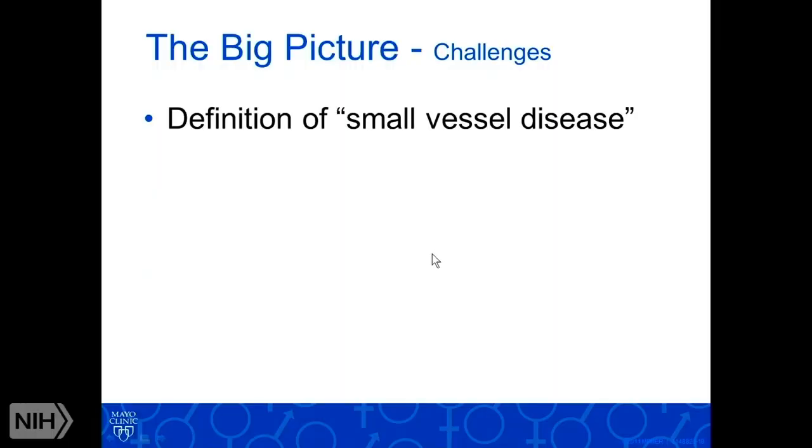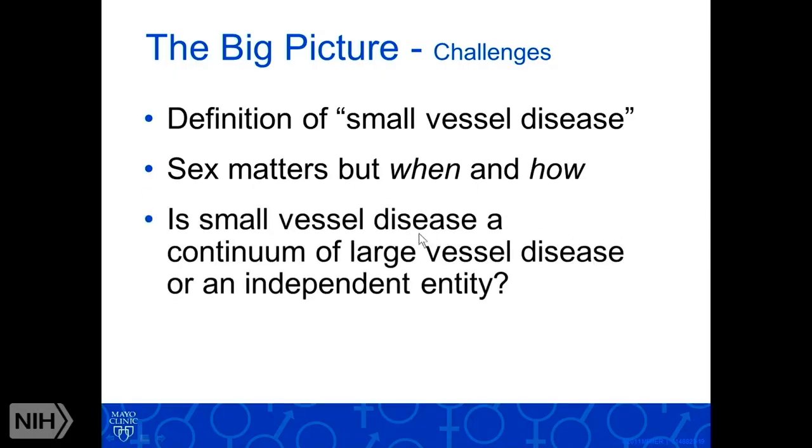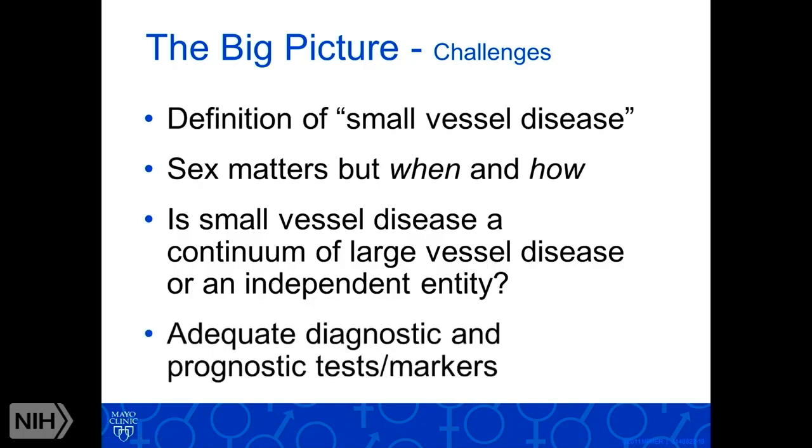Finally, as we go forward, I think we really need to better define what we mean by small vessel disease. We need to figure out when sex matters and how it matters. And is small vessel disease a continuum of large vessel disease, or is it an independent entity? And how is the feedback worked out? And finally, we need to develop better diagnostic and prognostic tests and markers to indicate when small vessel disease occurs and the subsequent changes over time. Thank you very much.